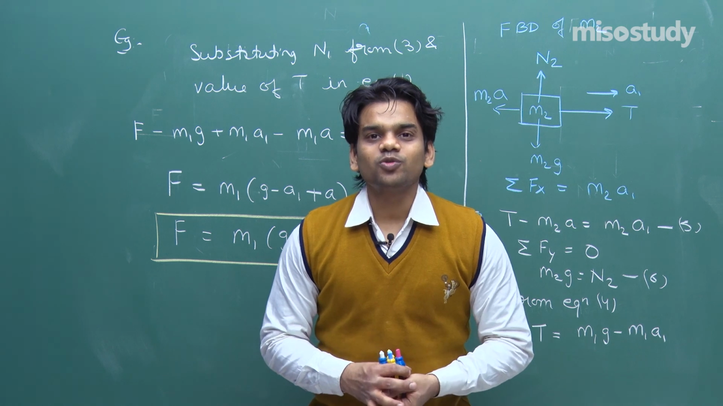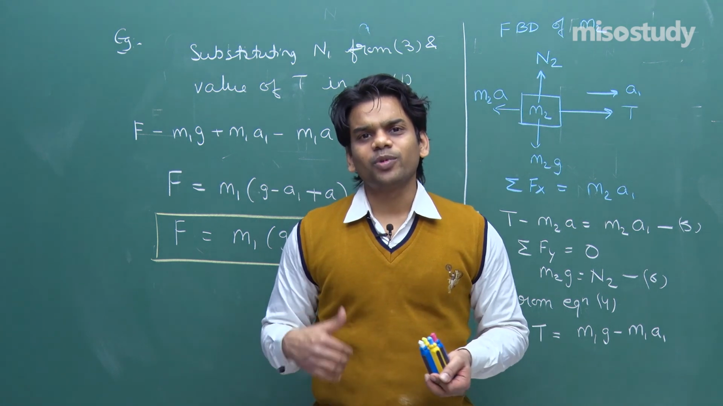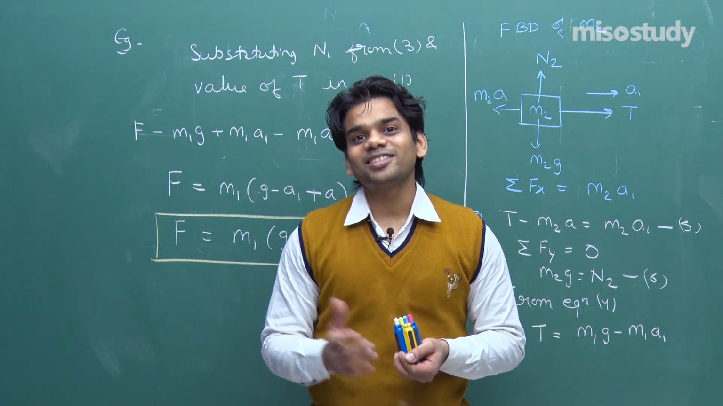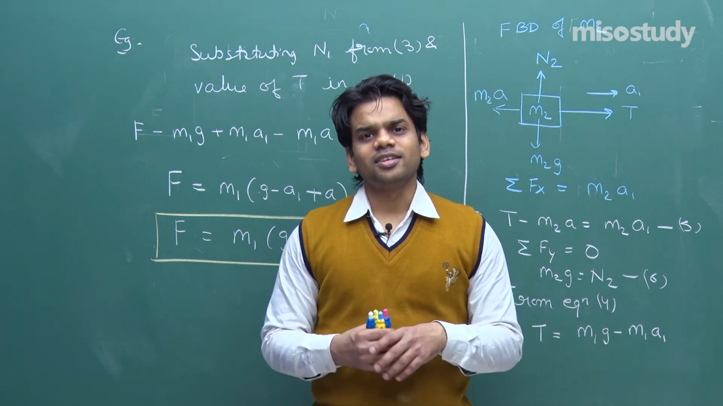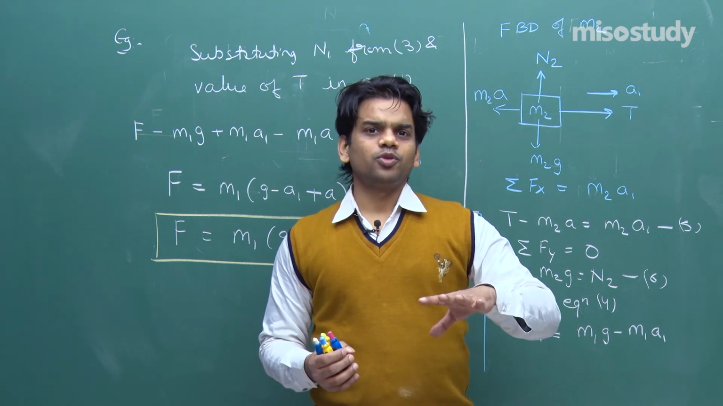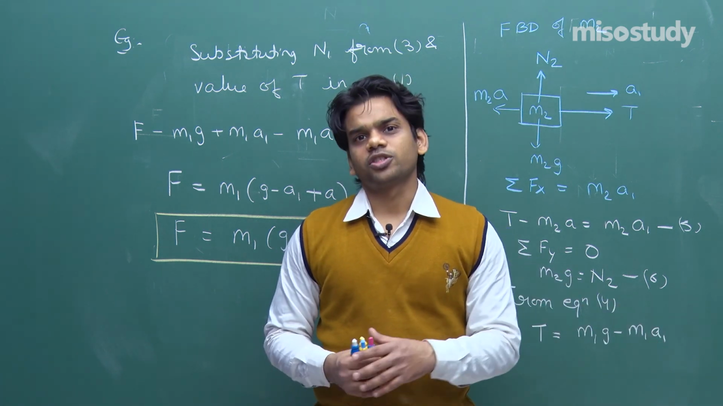Non-inertial reference frames are those in which you apply Newton's second law in some reference frame which is having some acceleration with respect to some inertial reference frame. Earth is generally taken as the inertial reference frame. All other frames which are accelerating with respect to Earth are taken as non-inertial reference frames.